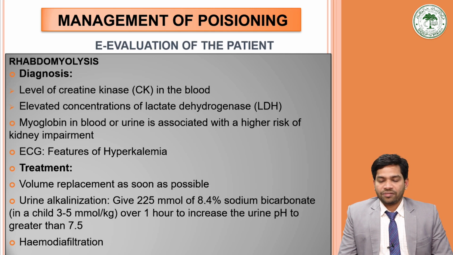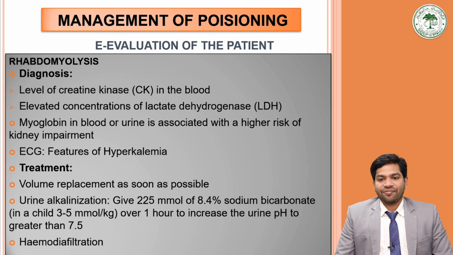Treatment of rhabdomyolysis is volume replacement. Give volume replacement as soon as possible and consider the need for urine alkalinization. In an adult, for the alkalinization of urine, give 225 millimole of 8.4% sodium bicarbonate, and in a child, the dose is 3 to 5 millimole per kg over 1 hour to increase the urine pH to greater than 7.5. Further dosage of bicarbonate will be required to maintain the pH greater than 7.5.